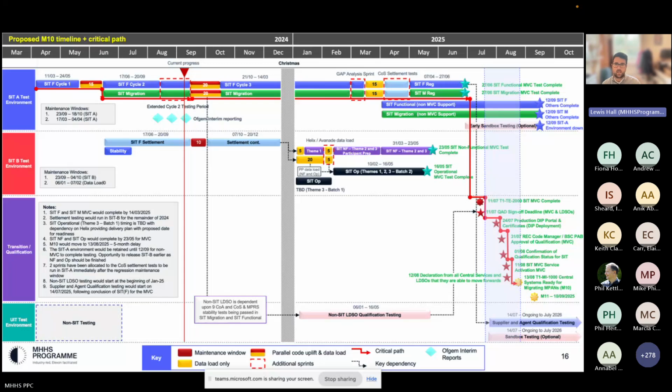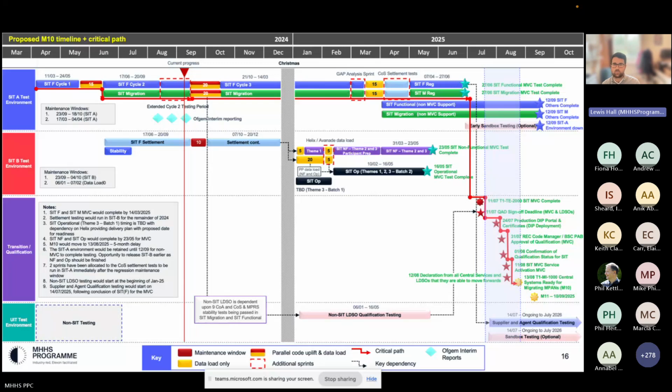In parallel, we can do the data loading activities for SIT non-functional and SIT operational, but these would be the program participant data loading. We'd have to do the Helix and Avanade data loading after we've completed theme 1, which is that kind of 5-day period highlighted in the red box you'll see there. That will then enable SIT operational to start. At the moment, we've penciled in for the 10th of February, running for around about three months.